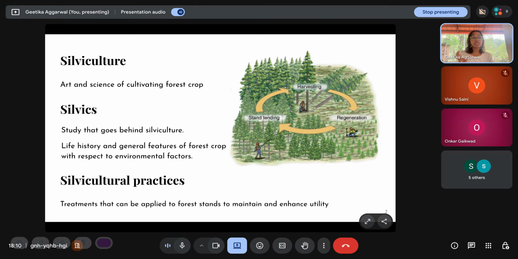So based on these different goals, how to maintain and how to enhance the utility of the forest land that we have comes under silviculture, and silvicultural practices are all the treatments you apply to the forest.